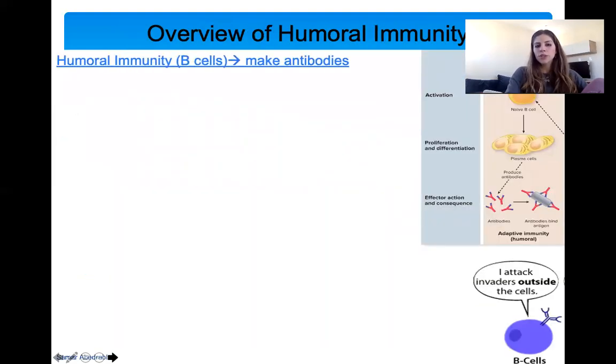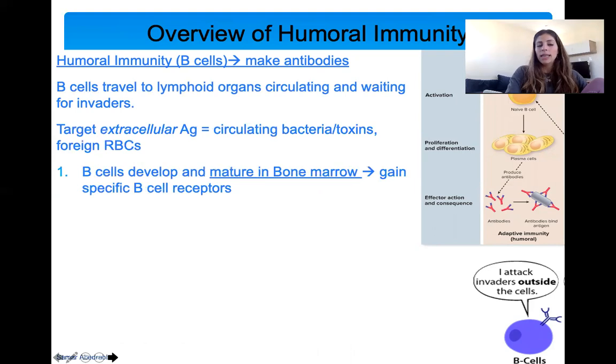As an overview, humoral immunity has to do with B cells. B cells travel to lymphoid organs and wait there for potential invaders or pathogens, or we can say antigens. They target extracellular pathogens or the antigens on the pathogens. These are examples of circulating bacteria, toxins, or foreign red blood cells.